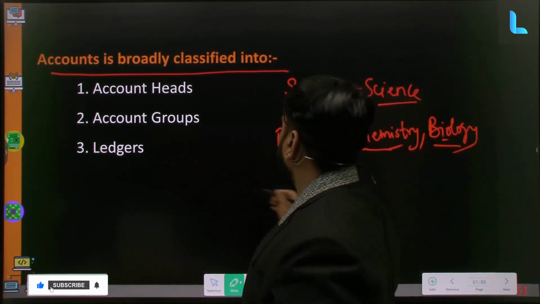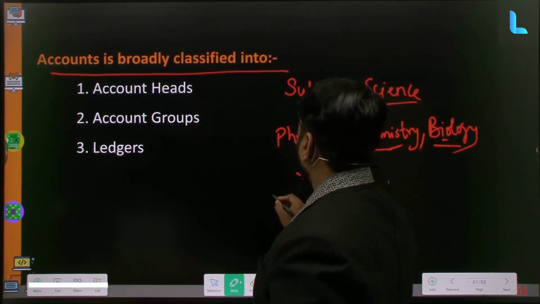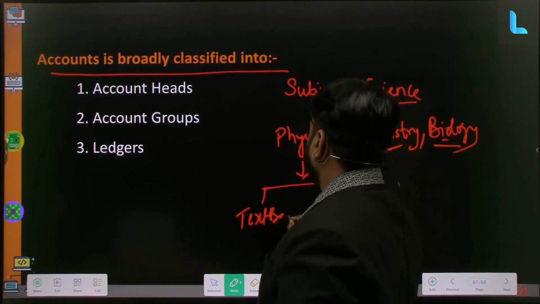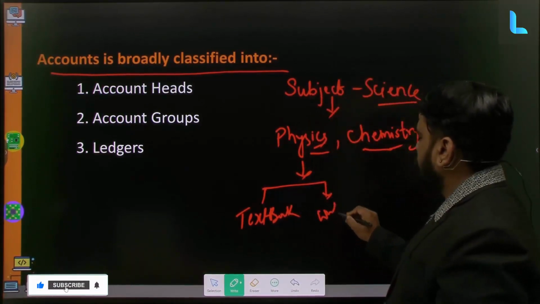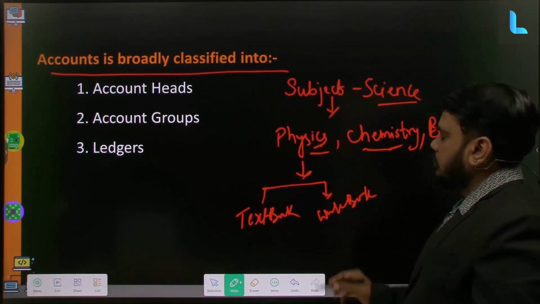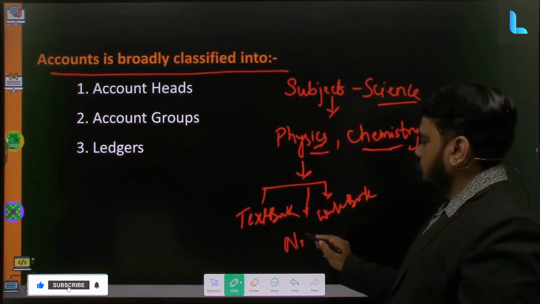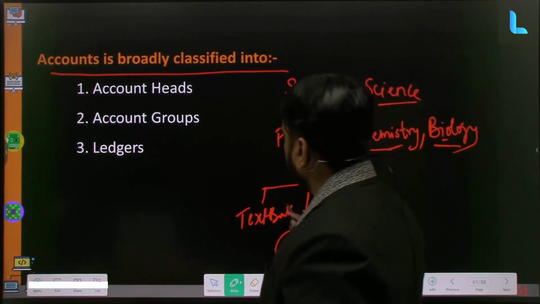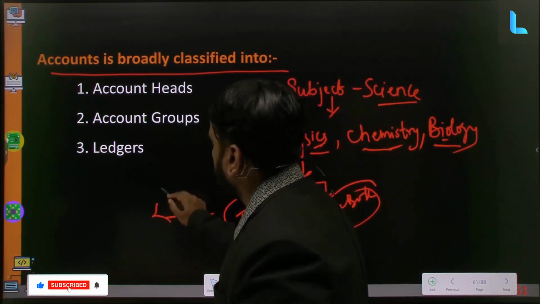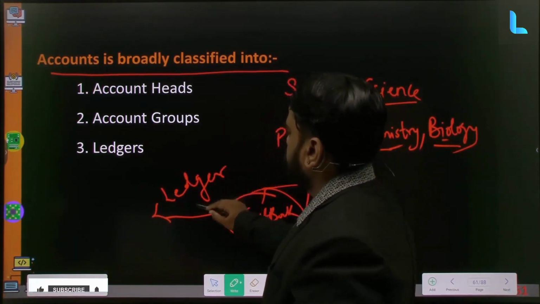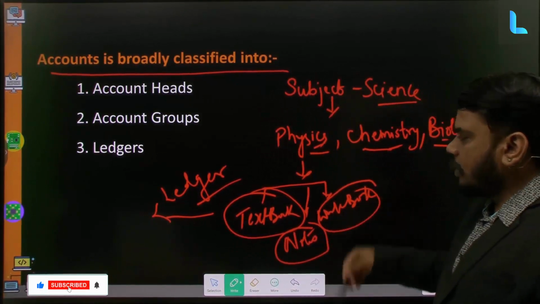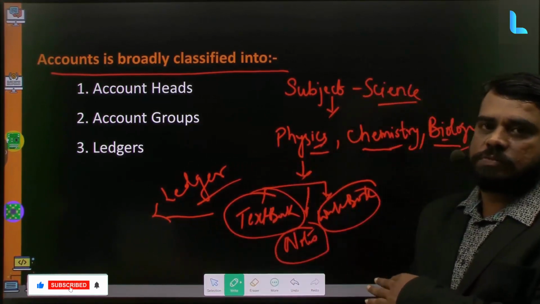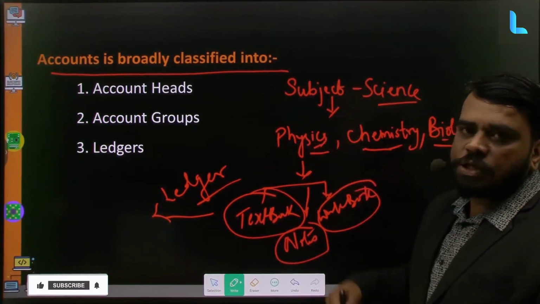So similarly a ledger is nothing but the book. Say physics is having 2 books. One is the physics textbook, another one is the workbook. You also have notes which you prepare. So this is how the books are involved, and this is how the ledgers work. You have different books for different purposes, right? Same way you have different ledgers to maintain different kinds of accounts. So this is how the classification goes.